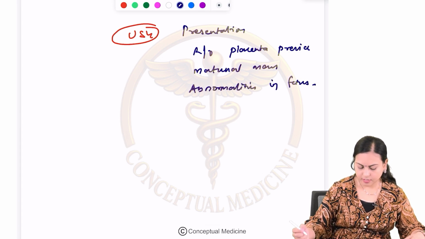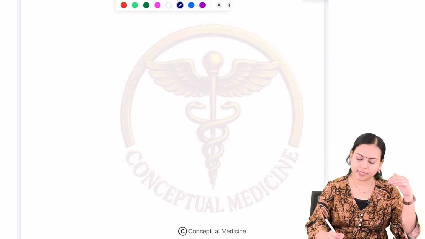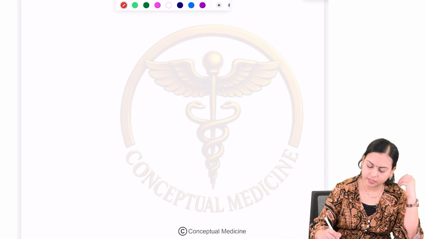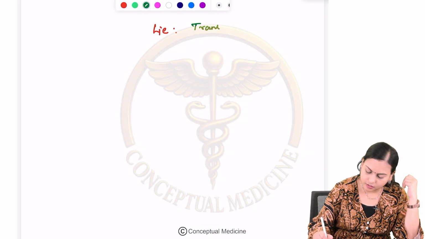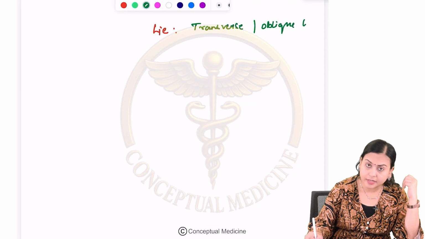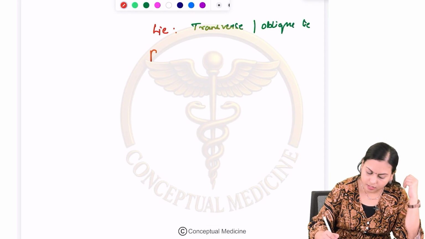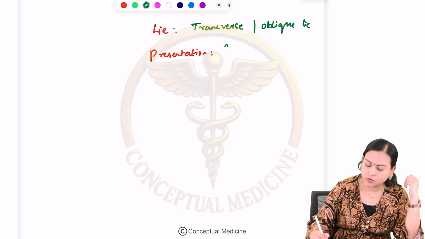Now, we will see the characteristics of the fetus here. The lie is going to be transverse or oblique lie. The presentation is shoulder presentation.